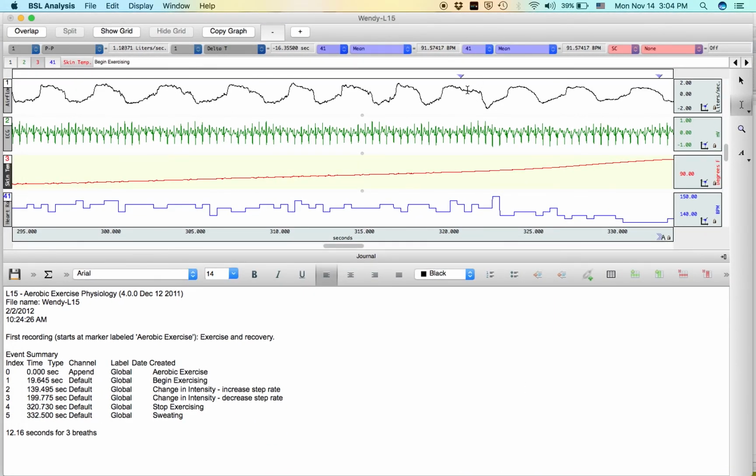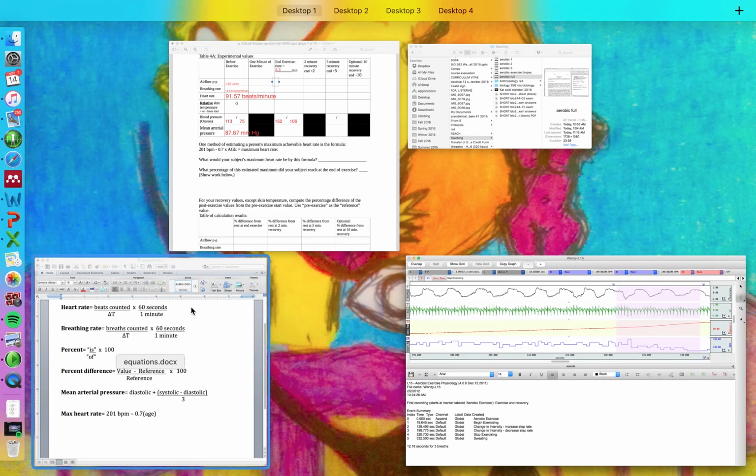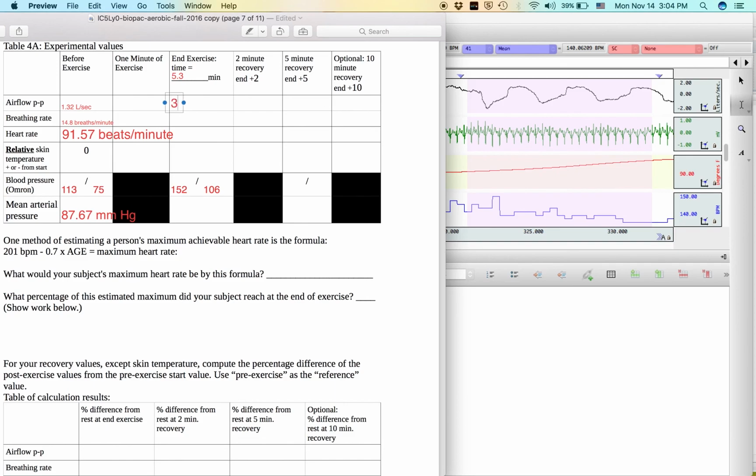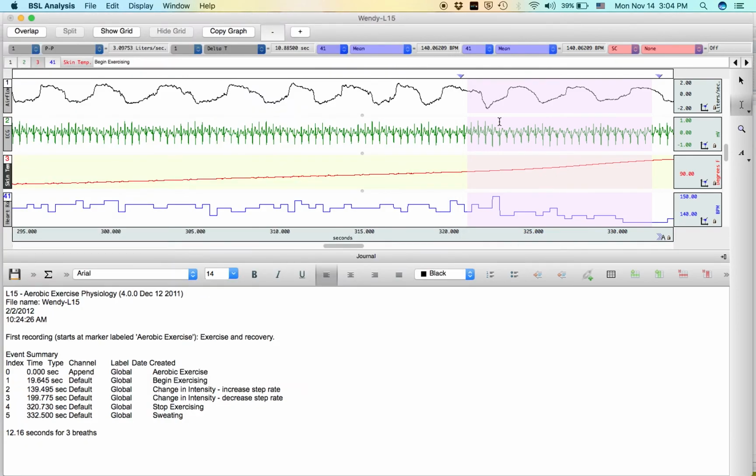Okay, airflow peak to peak. After exercise, I'm just going to highlight this region here, and I'm going to do channel 1 peak to peak, 3.1 liters per second. Breathing rate.